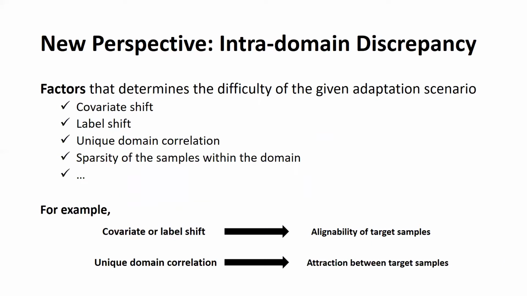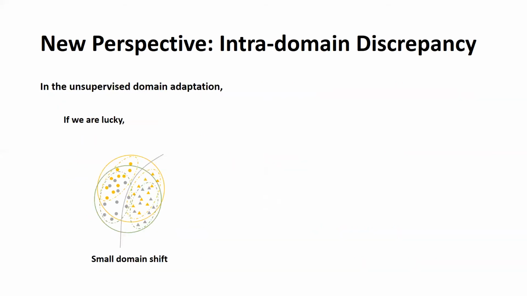The degree of the covariate shift or label shift affects how many target samples are alignable and how much alignable such target samples are. How strong the unique domain correlation is affects how much the alignable target samples can attract their neighborhood together into the decision boundary. And it also affects how much the target domain can resist the attraction, for example, attraction induced by the related information between the source and target domains.